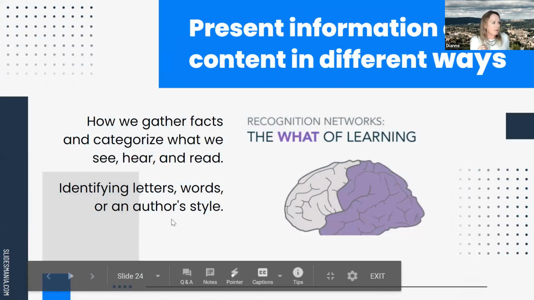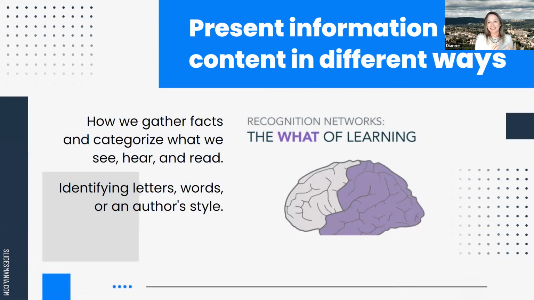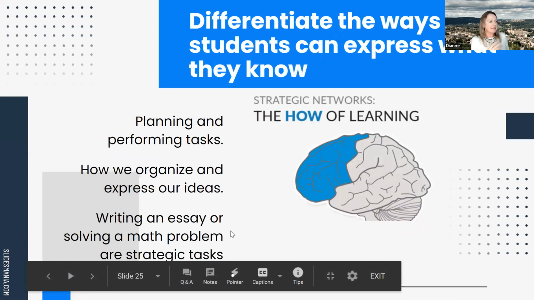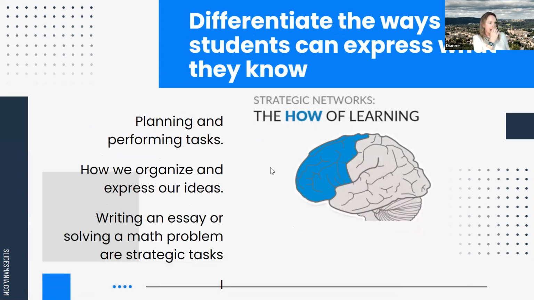So we think about recognition as how we gather facts, how we categorize, how we see, hear, and read. Providing different strategies for these areas gives multiple opportunities for students to engage with the material. The same for the how of learning, the strategic network: planning and performing tasks, how we organise and express our ideas. Allowing students multiple ways to express their ideas allows them to engage with the learning and to respond to a task in ways that work well for them.